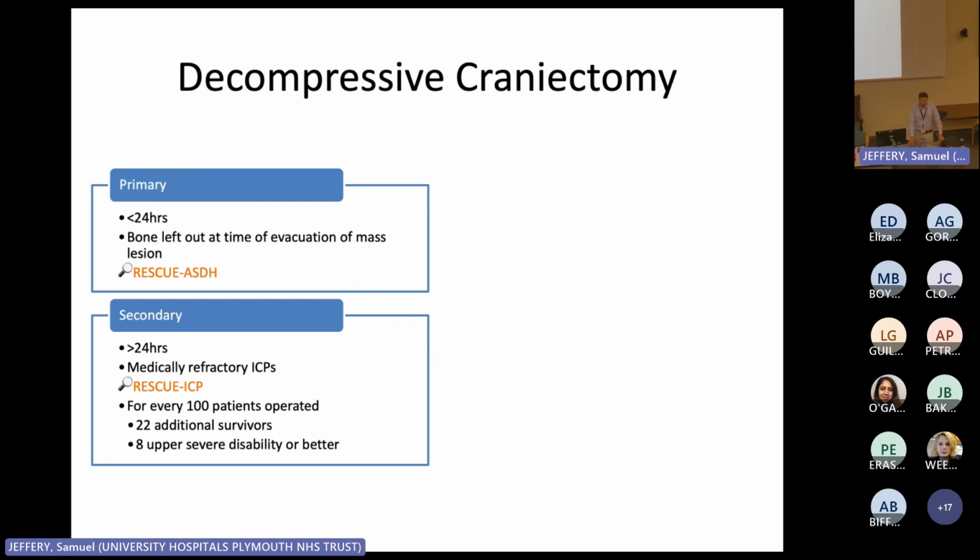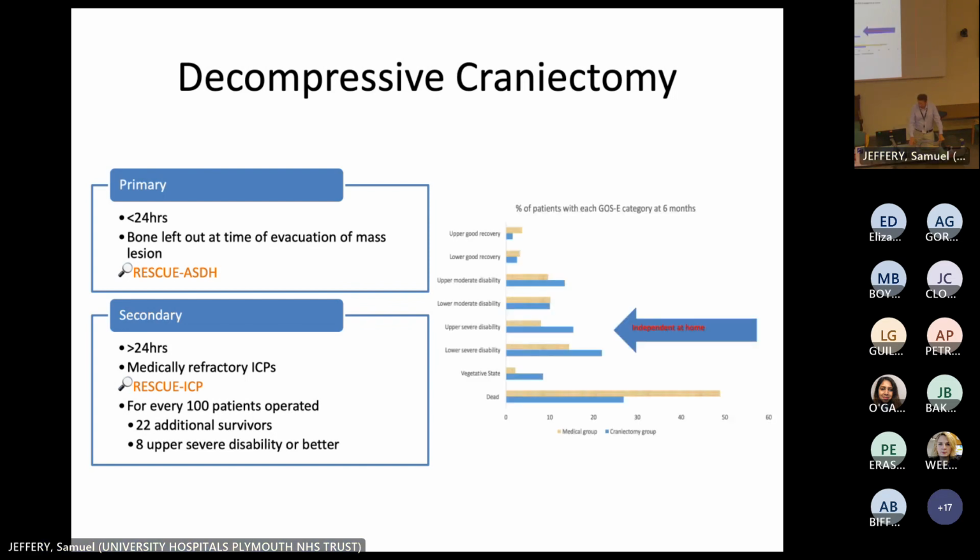So for every 100 patients operated on, 22 additional survivors, but only 8 of those had what would be considered a good outcome. And you can see from here, this study classified upper severe disability as a good outcome because those patients are independent at home. Other studies would class a lower severe disability as a good outcome, but those patients require some form of home care.